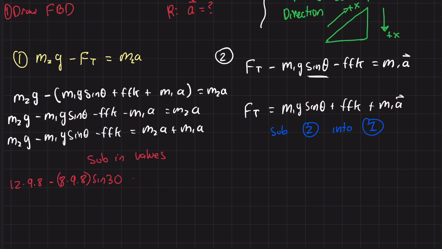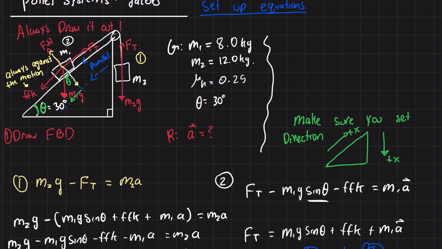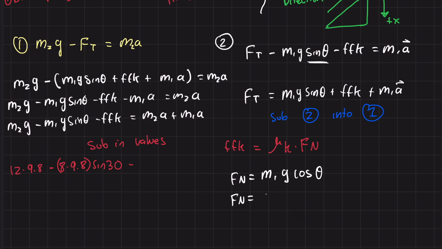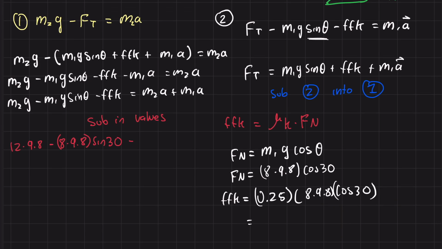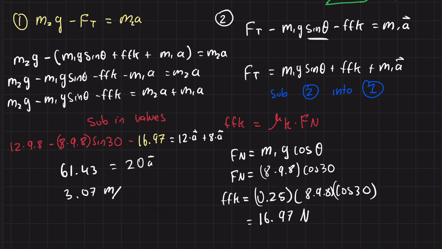Now, the formula for the force of friction is mu, your coefficient of friction, times your normal force. On an incline, the vertical component of gravity is equal to the normal force, and therefore we're using cosine. So altogether, the force of friction is equal to 0.25 times your mass times the acceleration of gravity, cosine 30. This equates to 16.97 newtons. Now sub in all your values into the combined equation to isolate and find acceleration. We then calculate that our final answer for the acceleration of the system is 3.07 meters per second squared.